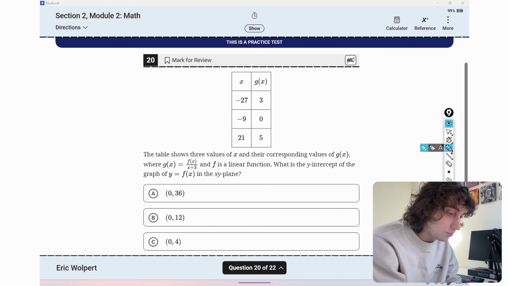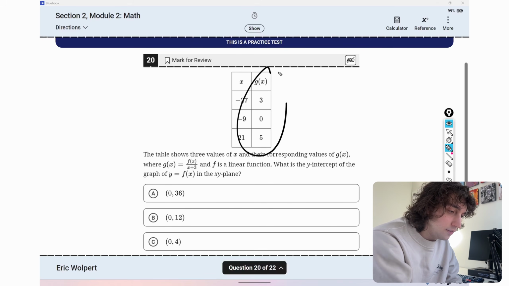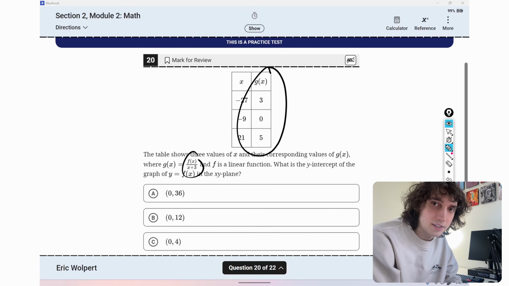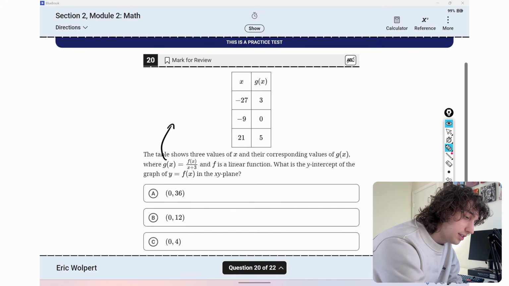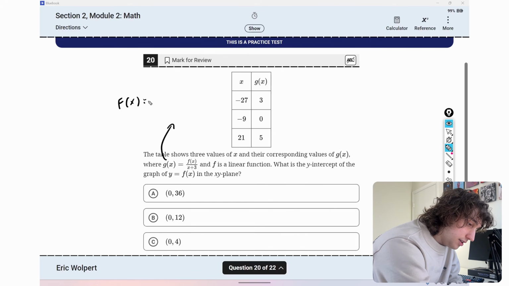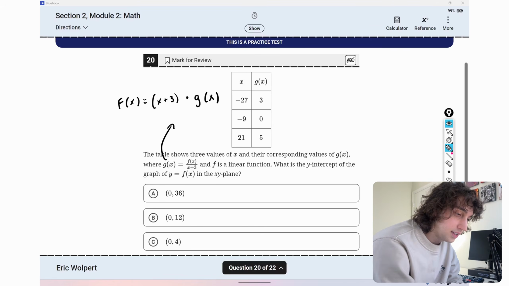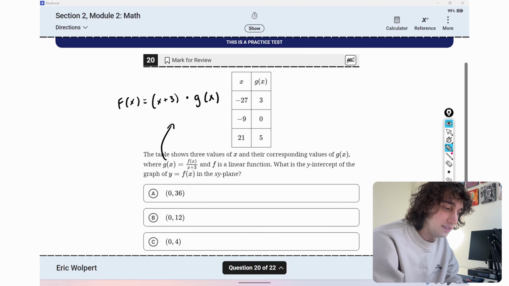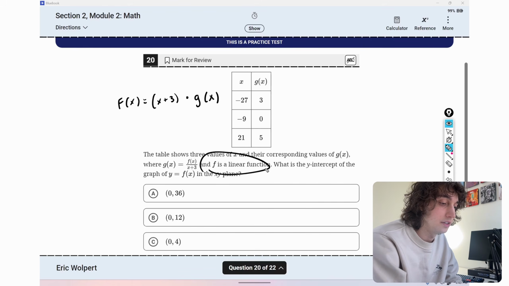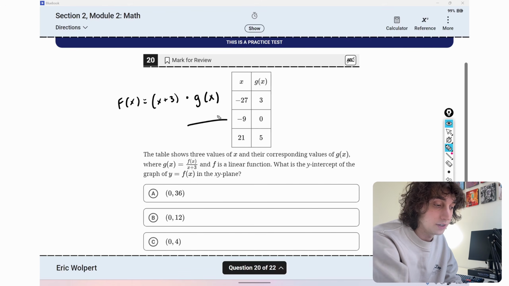So number 20, we have a bunch of values for g of x equals f of x over x plus 3. This is a little weird because we know what g of x is, and we don't know what f of x is. So I'm going to rewrite this. f of x equals x plus 3 times g of x. This makes a little more sense given the fact that our table only gives us one of these functions. And we're told that f is a linear function. g is not a linear function, but f is indeed linear. What is the y-intercept of f of x?